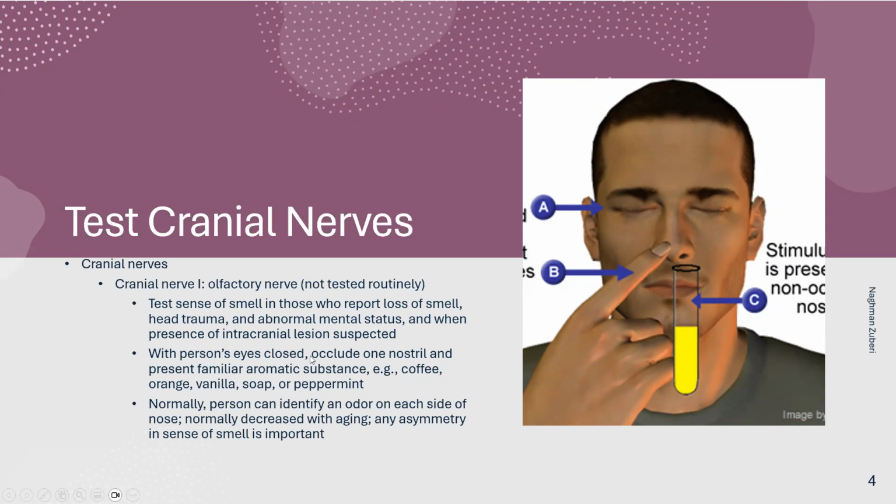With the person's eyes closed, occlude one nostril and present familiar aromatic substances, for example, coffee, orange, vanilla, soap, or peppermint, and ask them what they are smelling. Normally, a person can identify an odor on each side of the nose, though it normally decreases with aging. Any asymmetry in the sense of smell is important. That is significant.